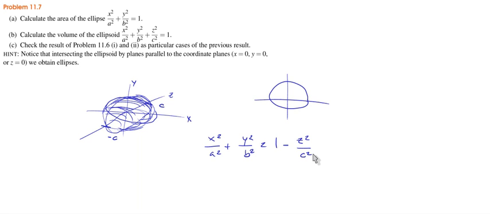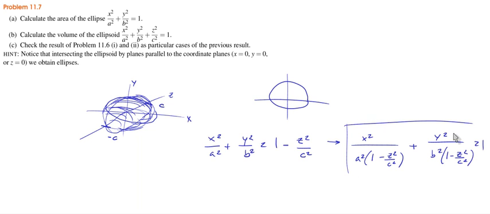So let's see, we can actually divide this, right? So we have x squared divided by a squared times 1 minus z squared over c squared, plus y squared over b squared times 1 minus z squared over c squared, is 1. This is the equation for this ellipse when you're at the point z on the z axis.